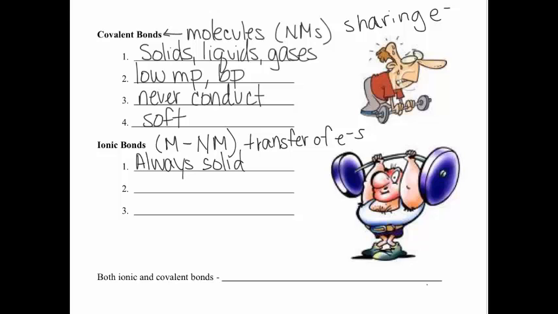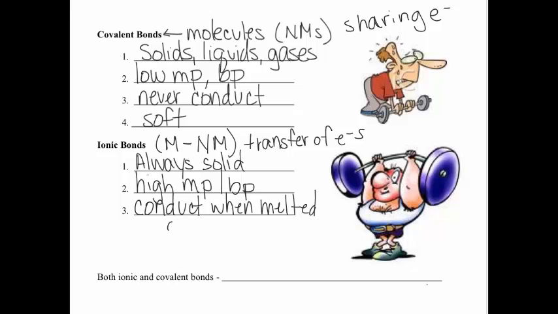The arrangement of the atoms in an ionic substance makes it so they always have to be solid unless you get them really, really, really hot. They have really high melting points and boiling points. It takes a lot of heat to melt or boil them. The only time they conduct is when they're melted or dissolved. And that kind of makes sense because when it's melted or dissolved, that kind of frees those metals up along with their electrons to make them mobile.